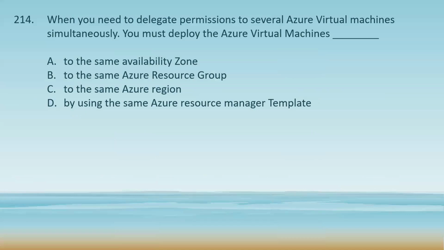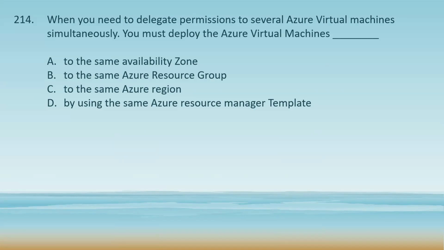When you need to delegate permissions to several Azure virtual machines simultaneously, you must deploy the Azure virtual machine, then there is a dash. Your options are to the same availability zone, to the same Azure resource group, to the same Azure region, by using the same Azure Resource Manager template.